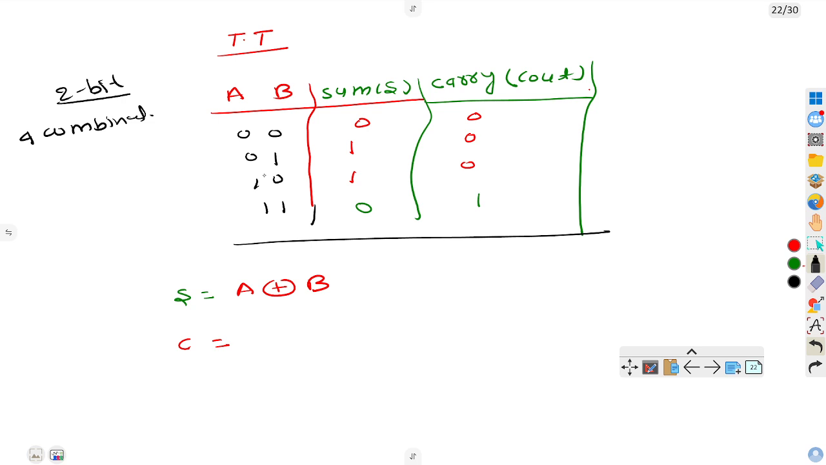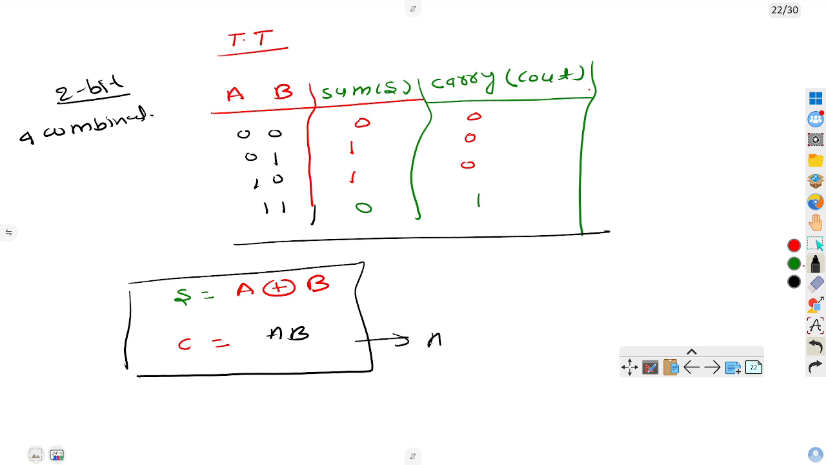Okay. And for carry, this is very simple. If any input is 0, output will be 0. Output will be 1 if and only if both the inputs are 1. So this is the AND gate. So this is the Boolean expression of the half adder. This is the AND gate, and this is the XOR gate. I hope you understand this thing. Okay. So I covered the truth table and the Boolean expression.